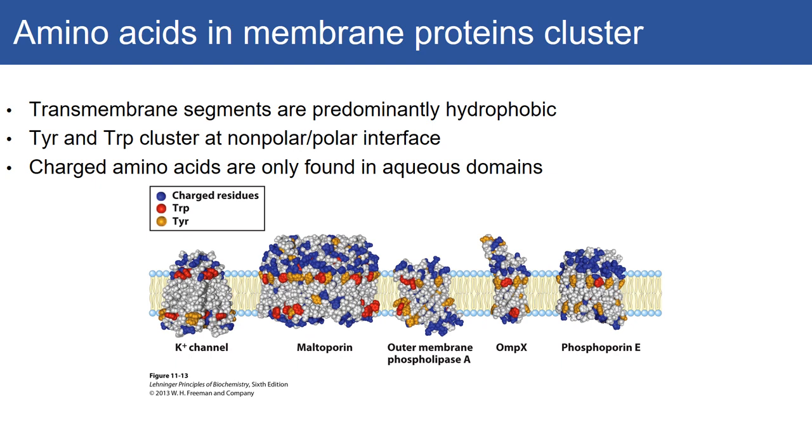You can see that charged residues are generally on the surface of a protein in the extracellular space or in the cytosolic space, but not in the membrane. And then right at the interface, we have a lot of tryptophan and tyrosine. This is definitely going to be something that's on the exams.